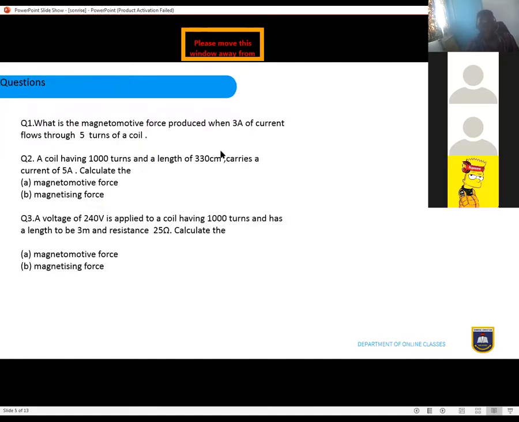I'll call someone to answer. But first of all, change the length from centimeters to meters. 100 centimeters make what? 1 meter. What's going to be 330 centimeters? You divide by what? 100. You divide it by 100 to get the meter value. Then you use it. So make sure you do that.